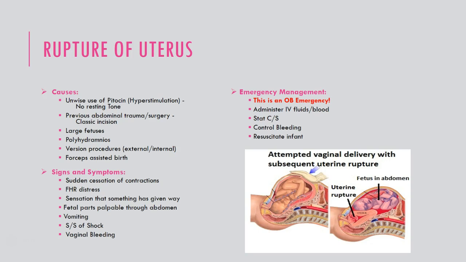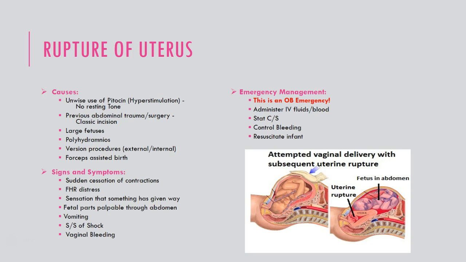Uterine rupture is an obstetrical emergency, and you can see in this picture here that uterine rupture has occurred and the baby is now outside of the uterus. Causes of this can be from a number of different things, but an unwise use of Pitocin when inducing or augmenting somebody's labor. So we've hyperstimulated the uterus to the point there was no resting tone, the pressure built up too high and ruptured, just like a balloon that you blew up too much and it popped.